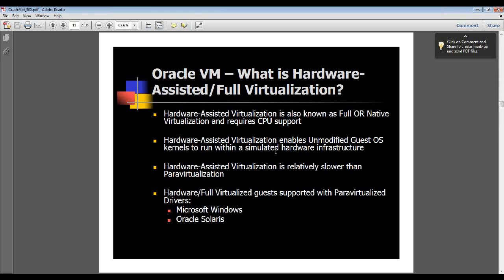Full virtualization, or native virtualization as it's called by certain vendors, requires CPU support and is generally relatively slower than paravirtualization.